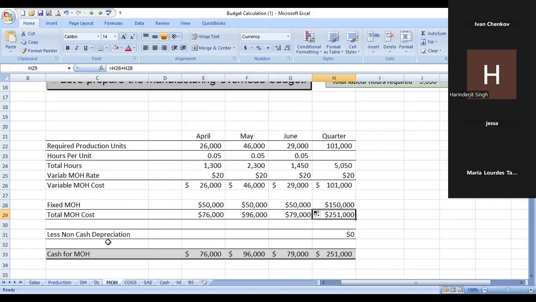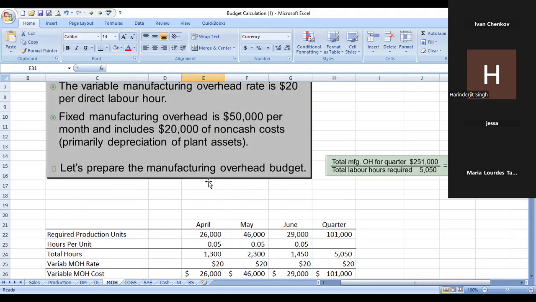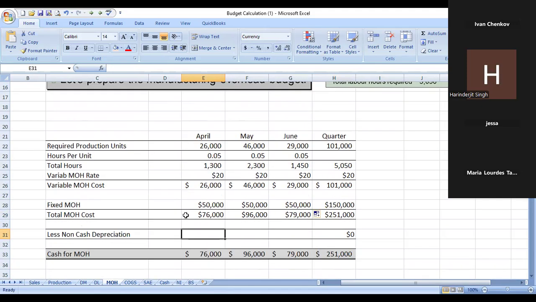So if we have to calculate the cash that we're paying for the manufacturing overhead only, we have to eliminate that non-cash item. So we're going to deduct this $20,000 non-cash item, which is related to depreciation. So the cash that we're paying for the manufacturing overhead only is $191,000, or 56 in April, 76 in May, and 59 in June.